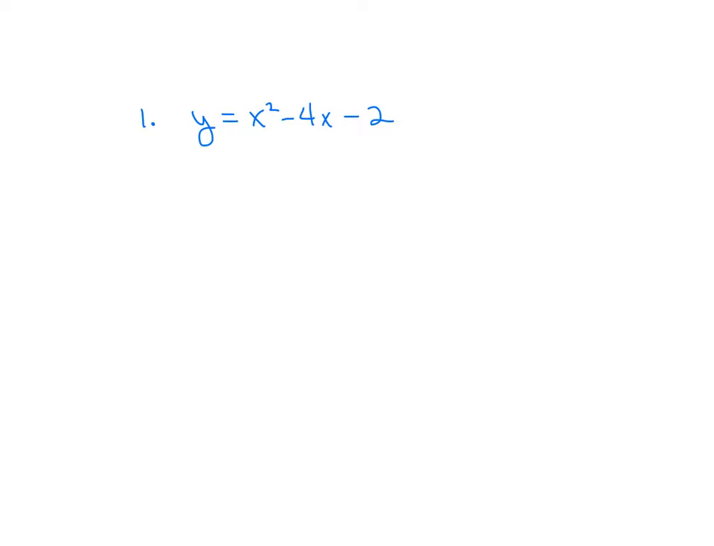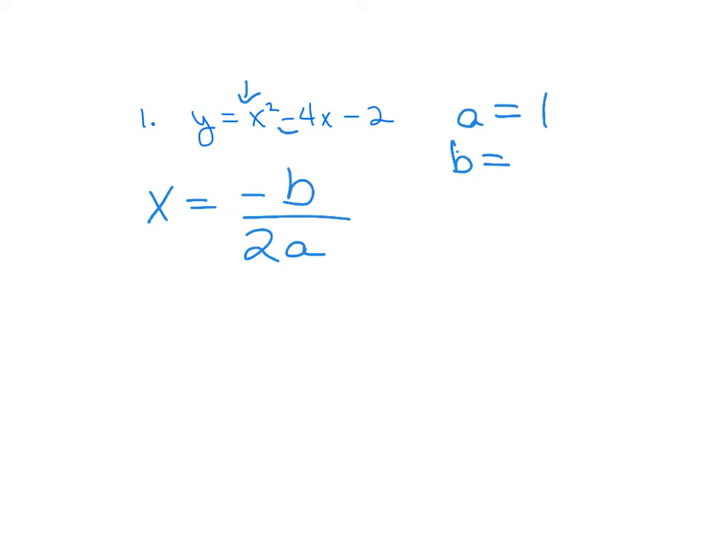So again, we want to find the vertex first. I'm going to use the formula x equals negative b over 2 times a. So I'm going to identify my a. It's the number in front of x squared. There's not a number there, so it's a 1. I assume a 1 to be there. Then my b, I take the subtraction sign as a negative 4. And then my c is negative 2. Everybody good? All right, so now I'm going to plug it into the formula.